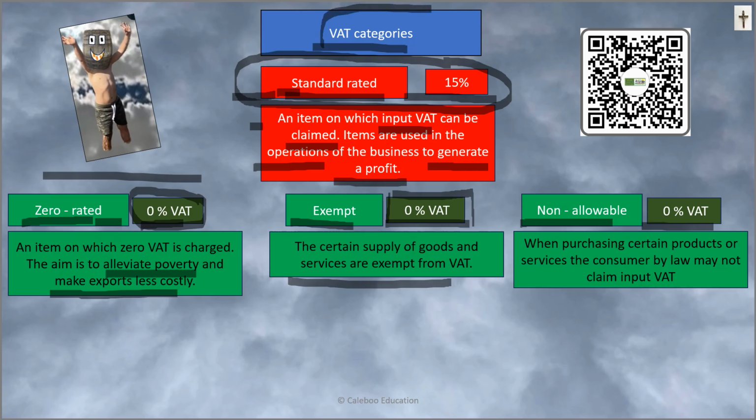So VAT categories, there are 4: standard rated items, zero rated items, exempt items, and non-allowable. With standard rated items, 15% can be claimed. That is our VAT rate in South Africa. It can be different. It just depends on the government, revenue services, to determine the rate of VAT.